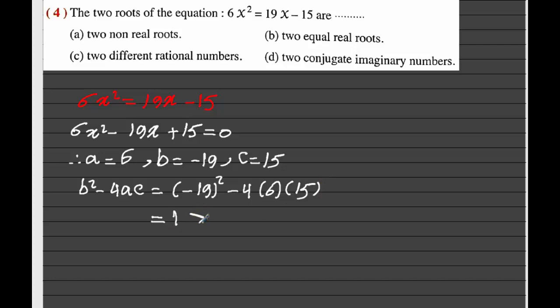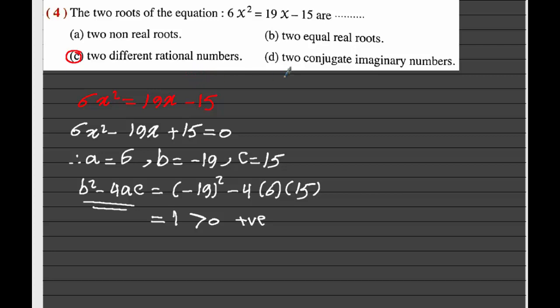and 1 is greater than 0. It is positive, so the discriminant is positive. When the discriminant is positive, the two roots are two different rational numbers, and we choose letter C. So the two roots of the equation are two different rational numbers.